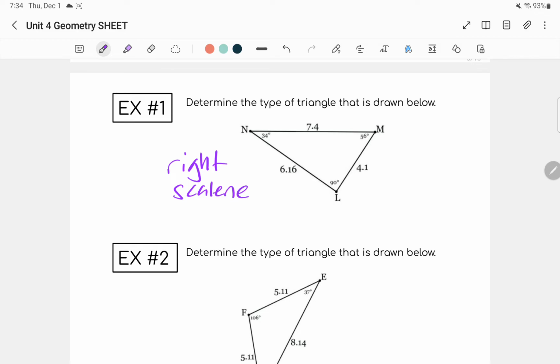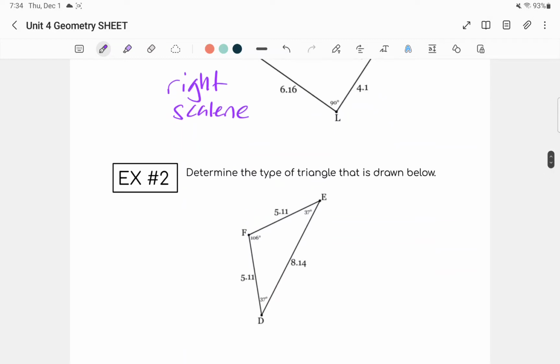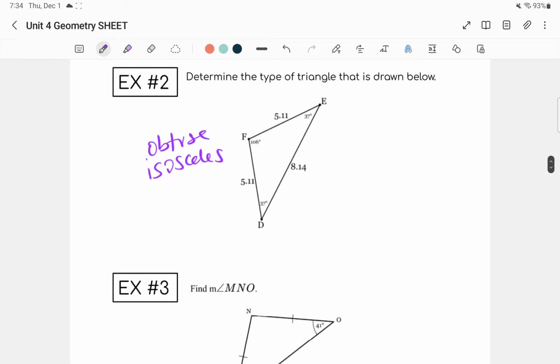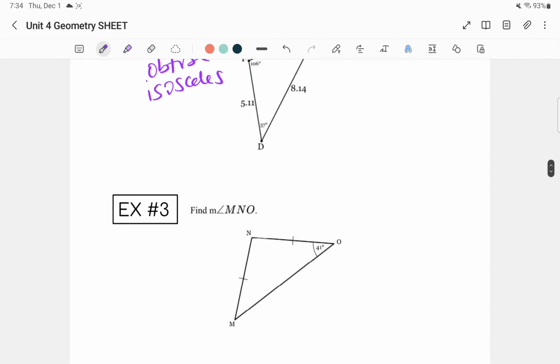All right, so example number 2, we look at the sides again. This time, though, I have 5.11 and 5.11, so that means I have two congruent sides, right? And I have 8.14. Since two of them are congruent, that would be isosceles. Then I look at the angles, 106, 37, 37. One of them is obtuse, right? 106 is greater than 90 degrees, so that would be an obtuse isosceles triangle.